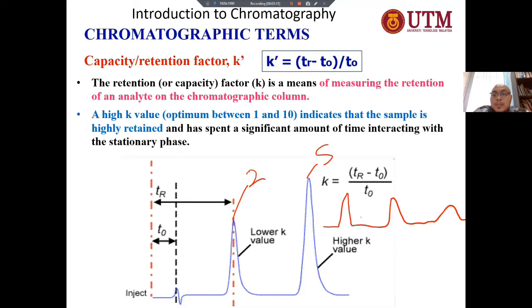The retention factor will never be less than 1. If you get a retention factor less than 1, it means that something is wrong with the calculation or analysis. So the capacity or retention factor is always more than 1.